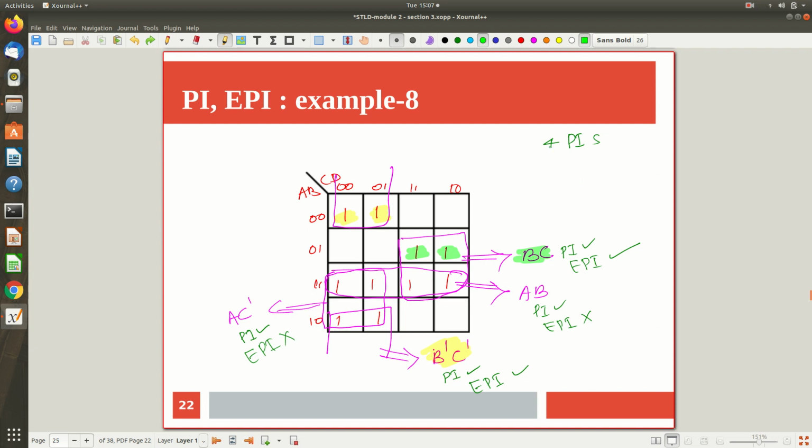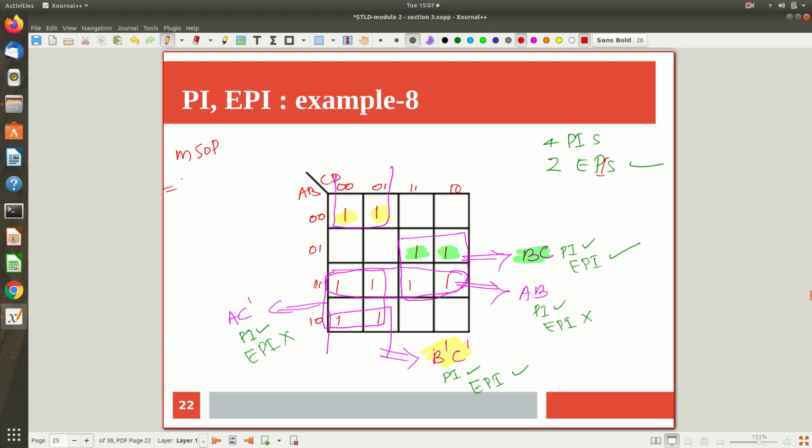So here it is a different example where out of the 4 prime implicants, only 2 are essential, only 2 essential prime implicants are there. Now what about the minimal expression? So if I am writing the minimal SOP expression, first I have to write all the essential prime implicants.